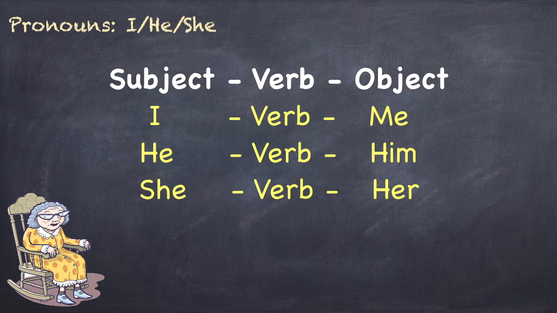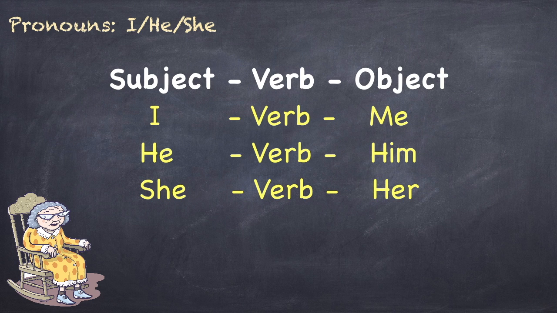I, he, she. In the subject, it's I, then the verb, and then me as the object. He, him, she, her, and so on. So for instance, I ate the cookies: I being the subject, ate the verb, cookies the object. She shared her cookies with me, me being in the object case.